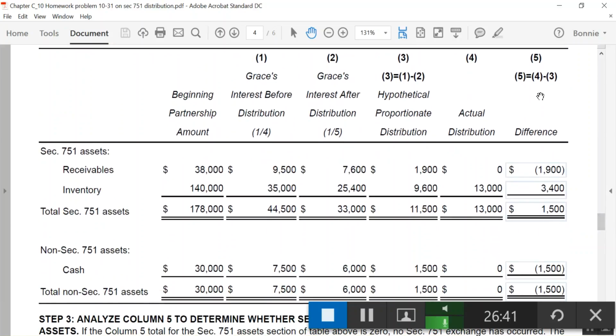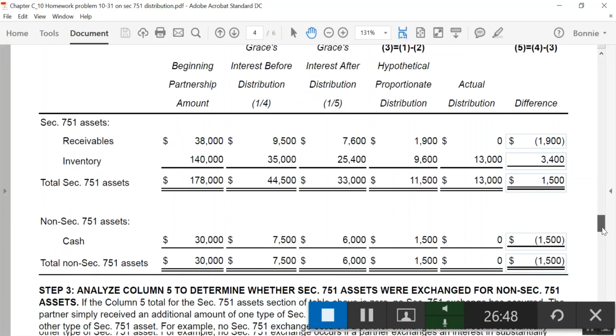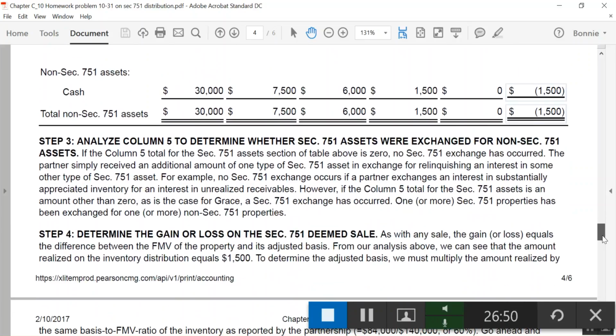So that's what I did here. I just subtracted 3 from 4, and you either get a negative or a positive. It's just mathematical. Now, step 3. That was all step 2, creating that whole darn table. Now, step 3, we're going to analyze column 5 to determine whether an actual 751 exchange occurred.